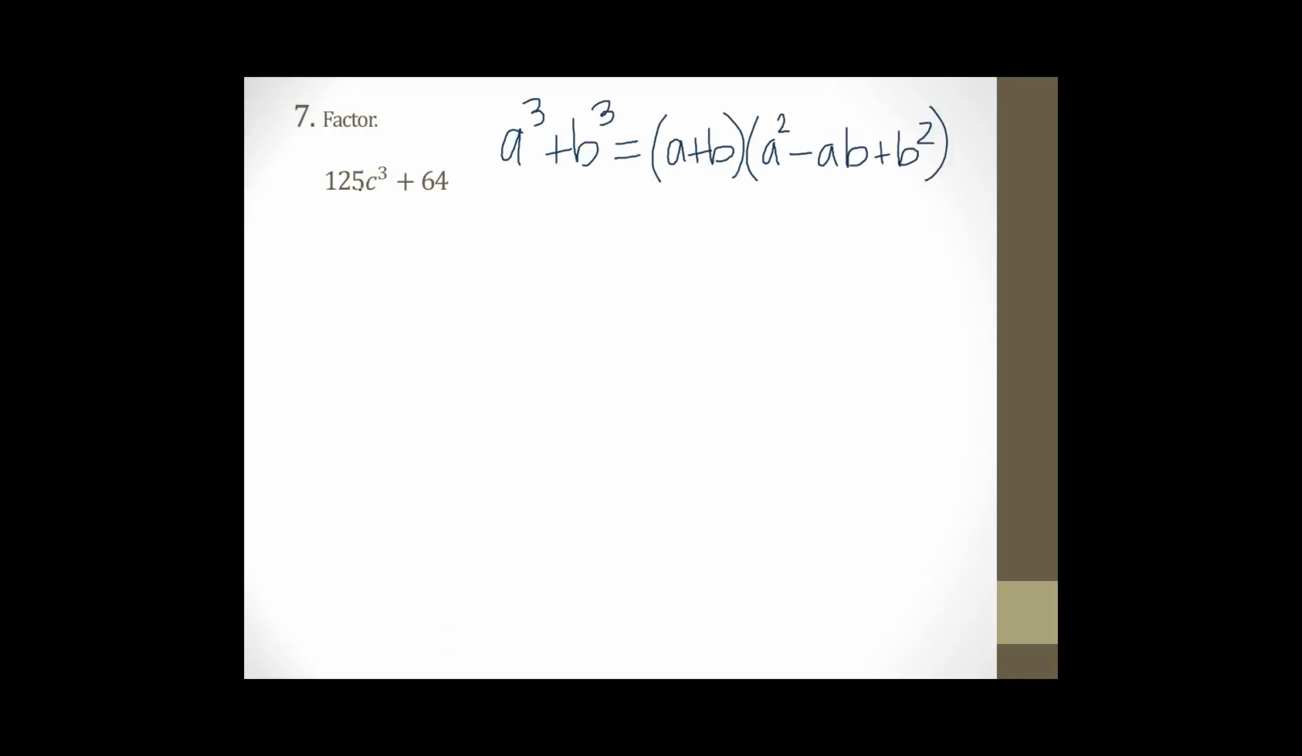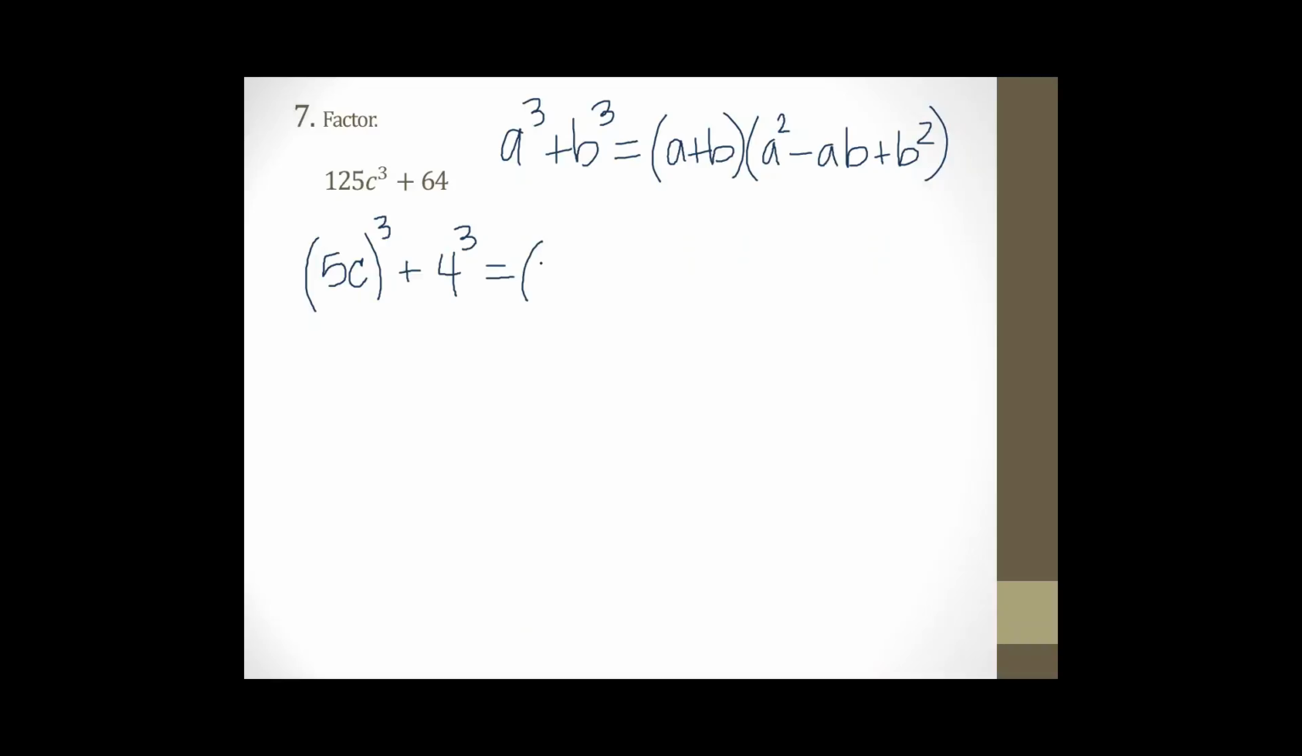So 125 is 5 to the third, and then c to the third will give us 5c as our base to the third power. Take the cube root of 125, and that'll give you the 5 that you need. Then take the cube root of 64, that's 4, so that's 4 cubed. So now I can see that my a in this case would be the 5c, and the b would be the 4. So let's start factoring it out.